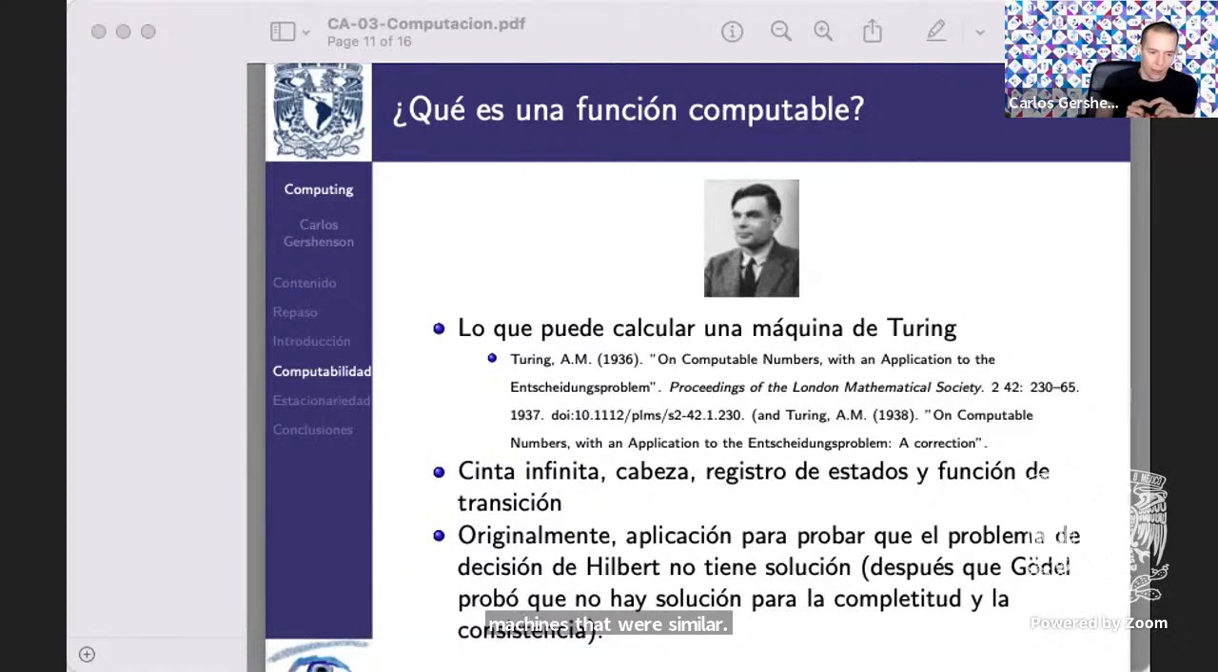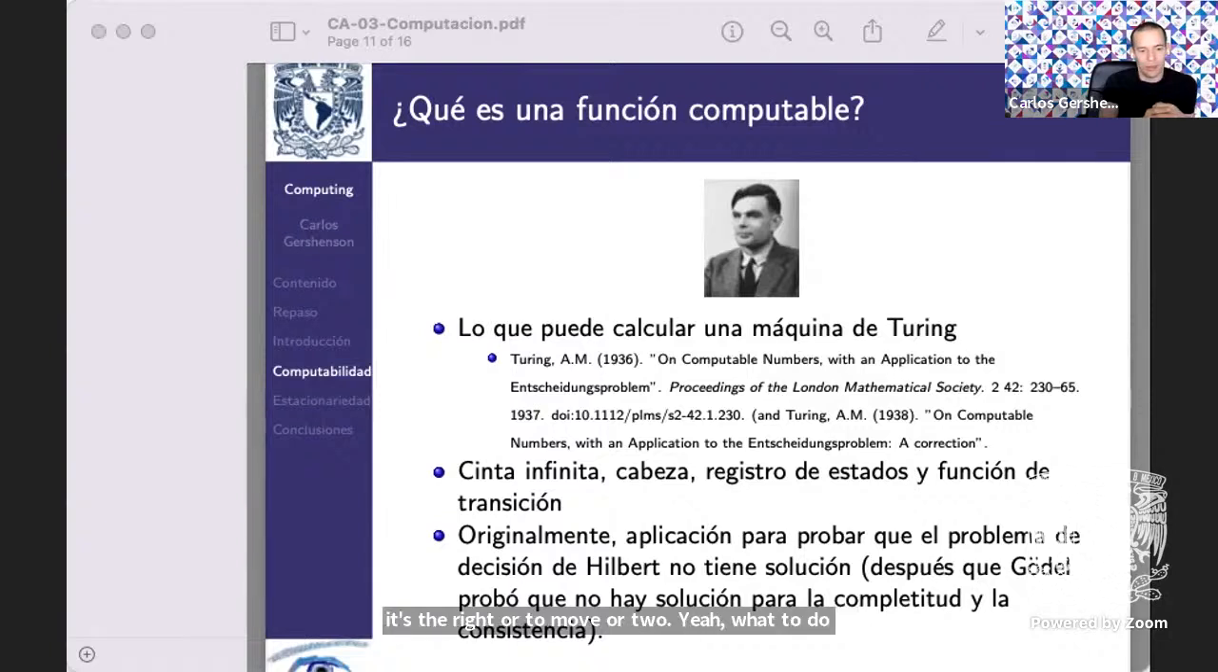So it has an infinite tape. So of course it's a theoretical machine, not a physical machine. It has a head that can read or write on this tape, and then you have a state register and a small memory in the head, and then a transition function, which would be the program that tells the head what to do depending on what it's reading on the tape, whether to write or to move.